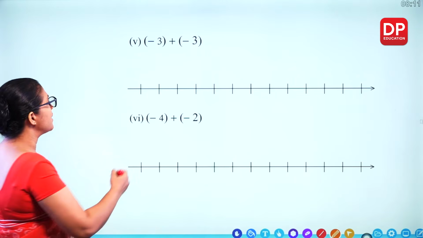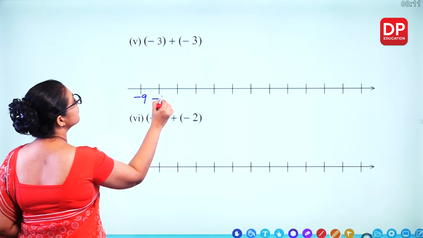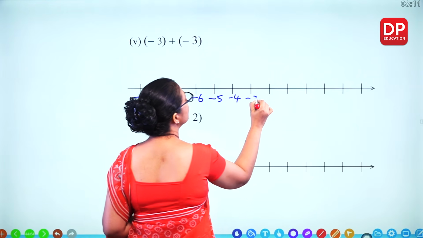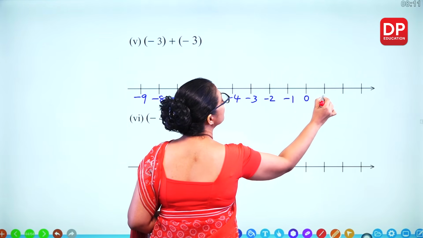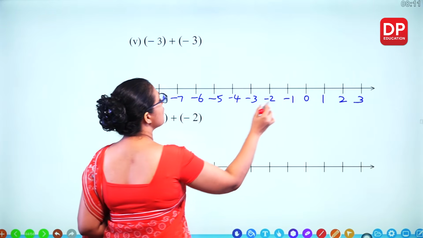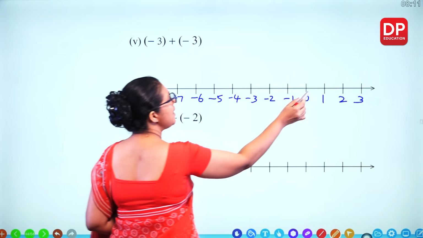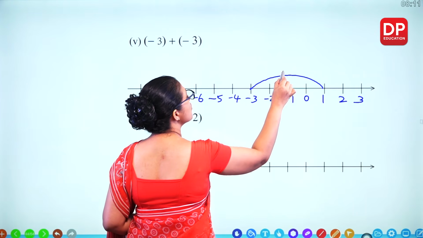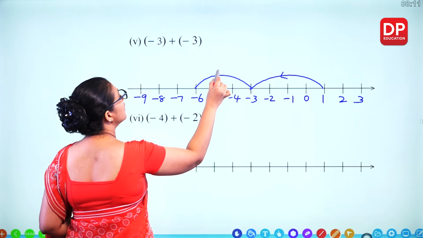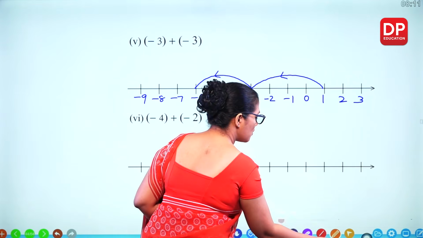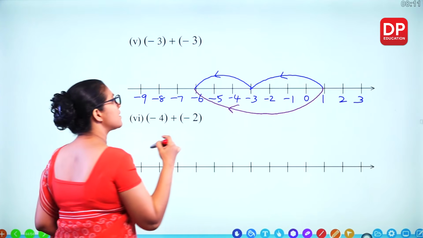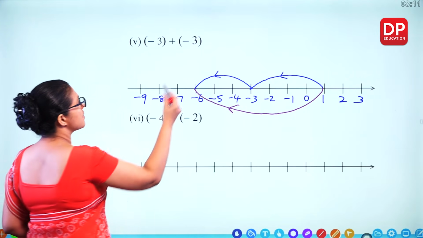Minus 3, minus 3. The number line. Starting from initial point, minus 3 means 3 squares to the left. Another 3 squares to the left. So you get here to here. So that's left minus 6.